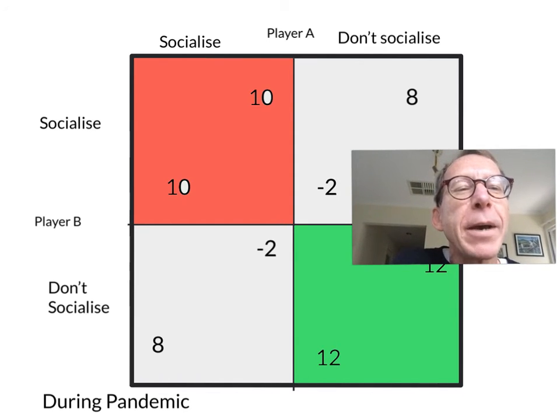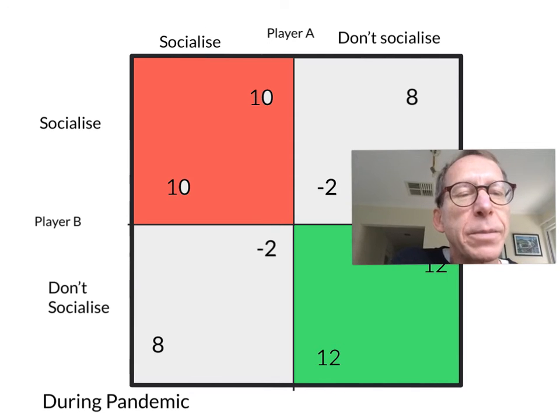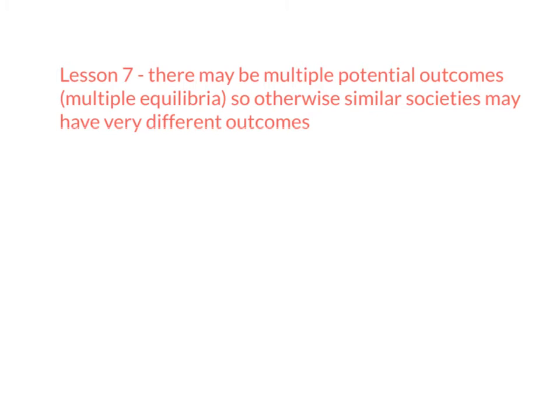So when we're thinking about this endogenous response to the pandemic, we can end up with very different outcomes for society just simply because of social norms. So we get to the seventh lesson when we put economics on top of our SIR model, and that is that there may be multiple potential outcomes or multiple equilibria, which means that otherwise similar societies may have very different outcomes in the face of a pandemic.